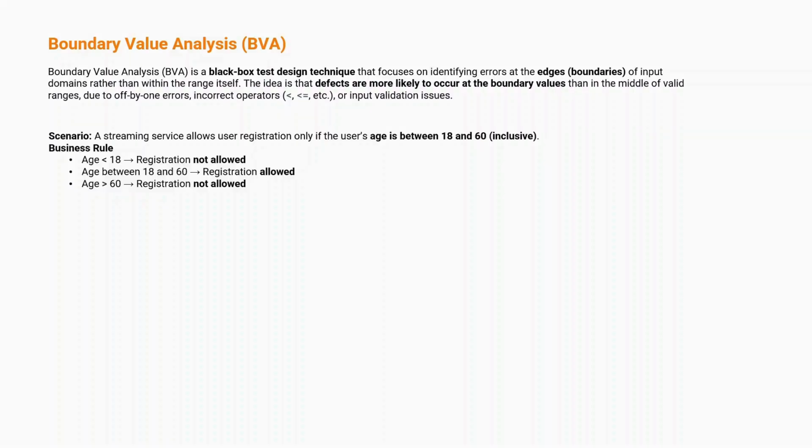Let us take an example: a scenario where a streaming service allows user registration only if the user age is between 18 and 60 years. So what are the business rules? If the age is less than 18, registration is not possible. If the age is between 18 and 60, registration is allowed. If the age is greater than 60, registration is not possible.